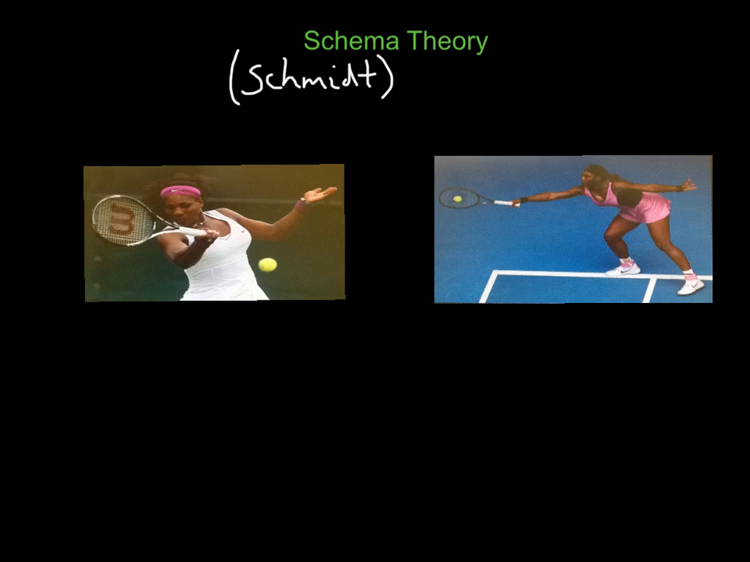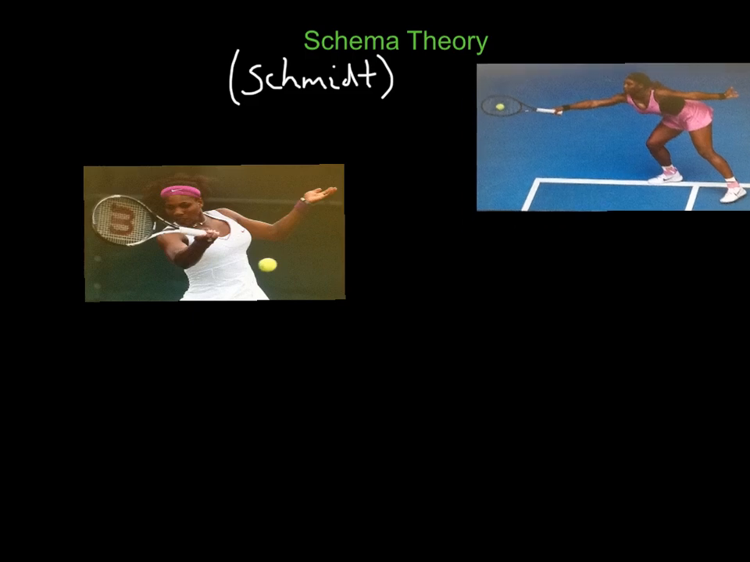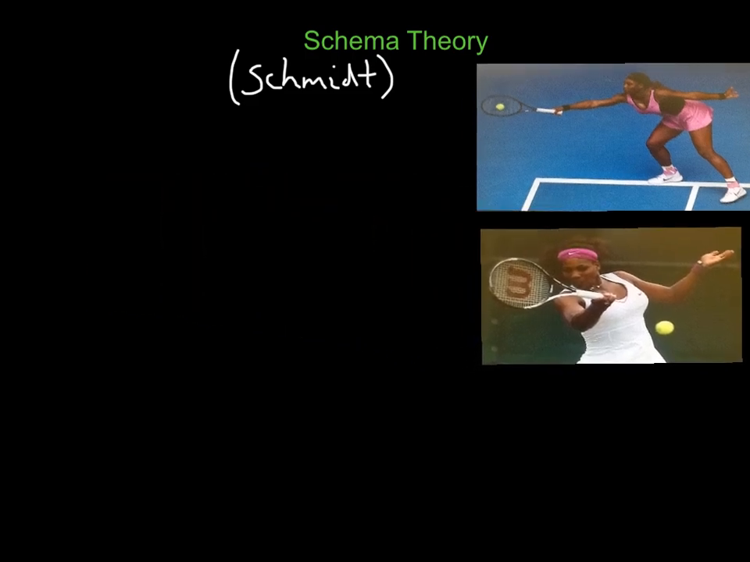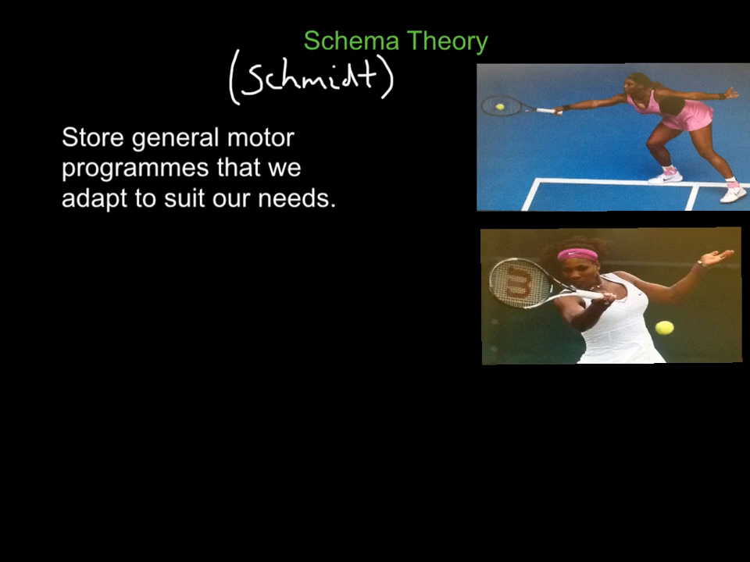So Schmidt thought, that's a little bit complicated. I think it's not as difficult as that. I think it's a little bit more straightforward, and this is what Schema Theory is based on. So what does Schema Theory say? In a nutshell, instead of having 200 different motor programs for different forehand racket shots, all tennis players only have one motor program for a forehand racket shot.